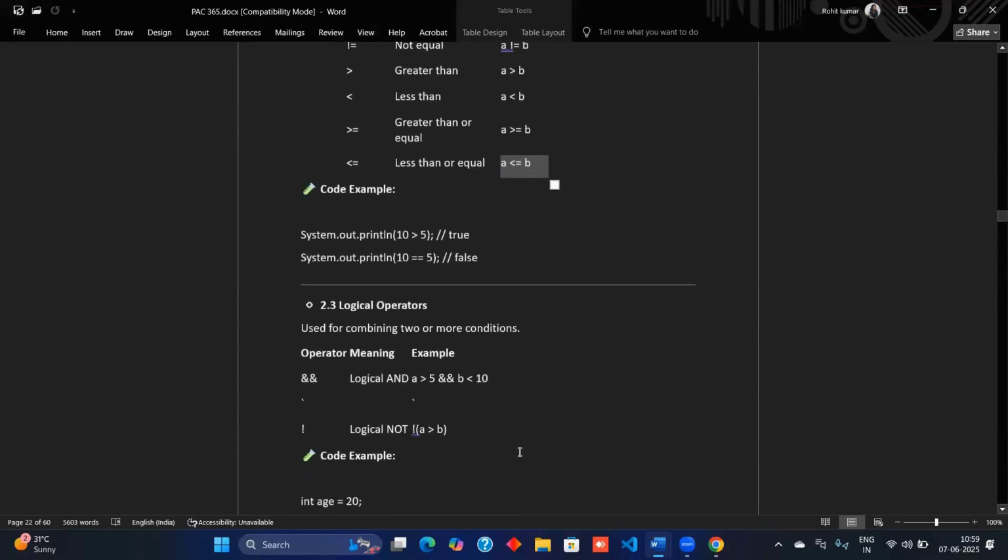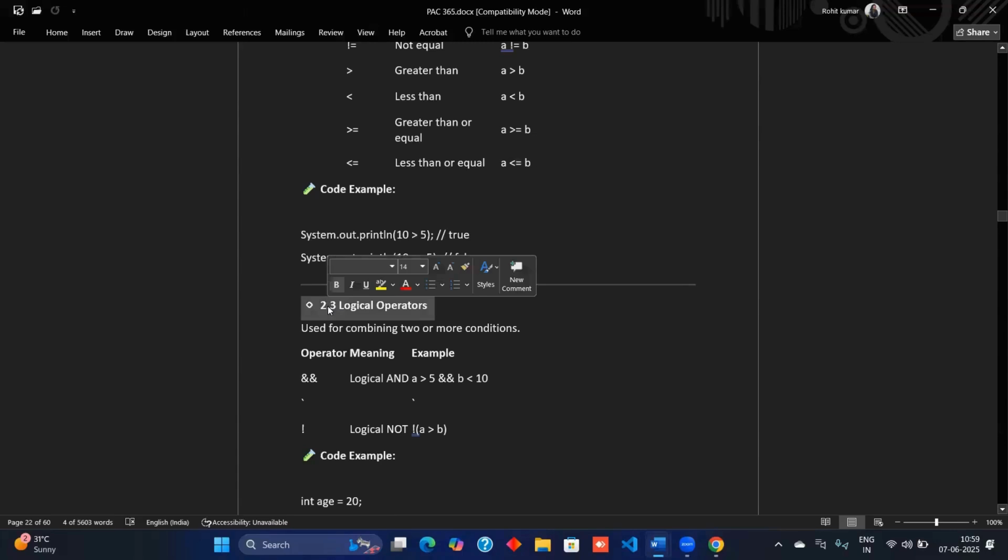Now similarly, 10 greater than 5 is true, because 10 is greater than 5, so it will show a boolean value true. And 10 equal to 5 is false, because 10 is not equal to 5, so it will show a boolean value false. Now, logical operators.